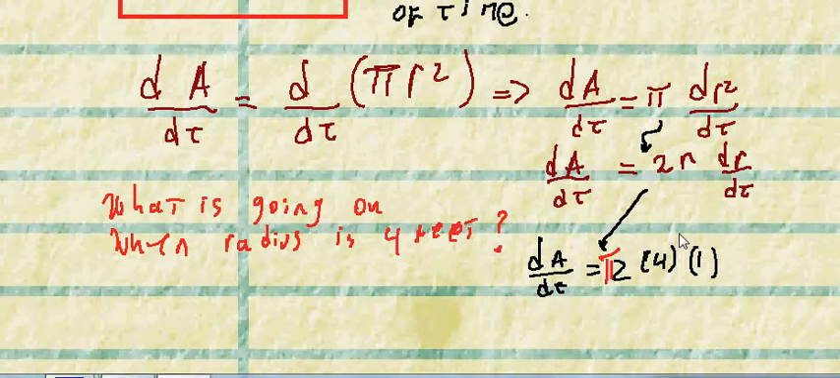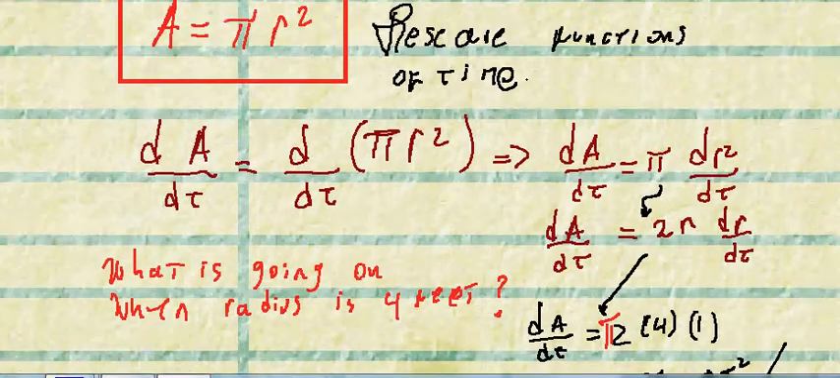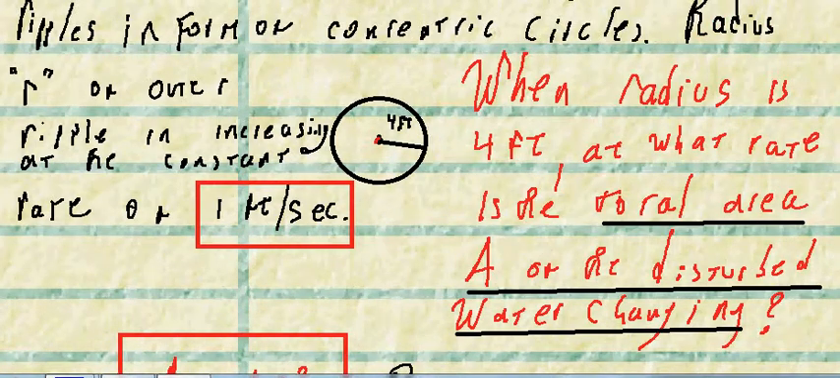So we have that the area is changing at the rate of, 2 times 4 is 8, so 8 pi feet squared per second. So that is the rate at which the area is changing when the radius of this ripple is 4 feet. So that's the way you do this problem.